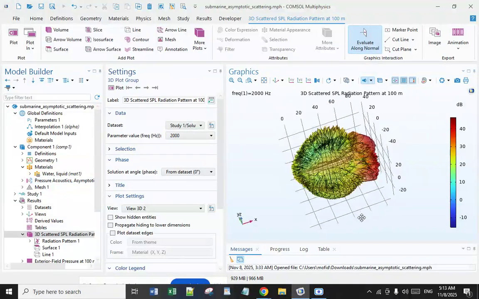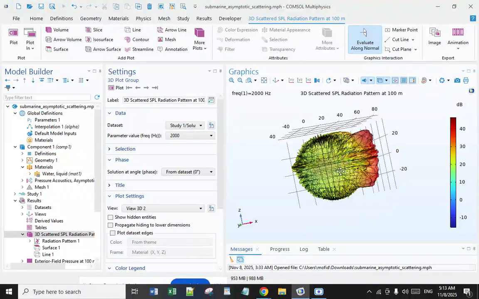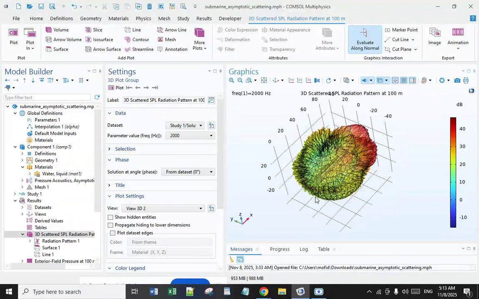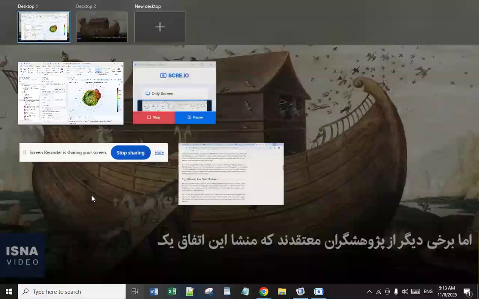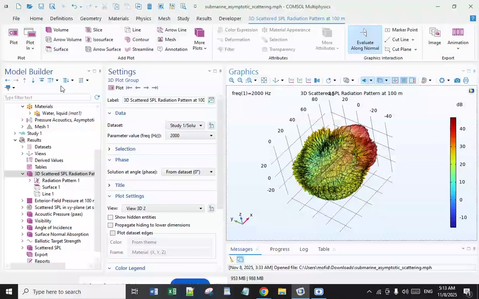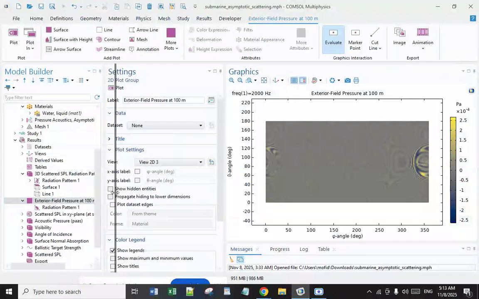And here you can see we can change the transparency, which you can see through here. This is the submarine and its radiation pattern. Its shape is such as a sphere. The next one is exterior field pressure at 100 meters.